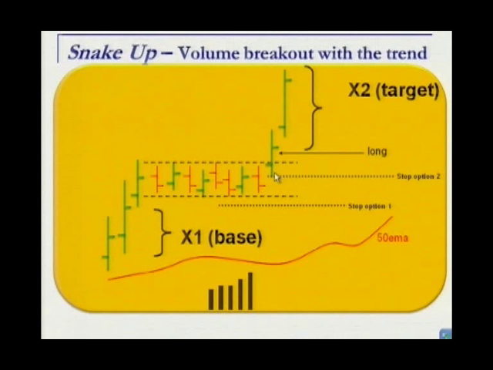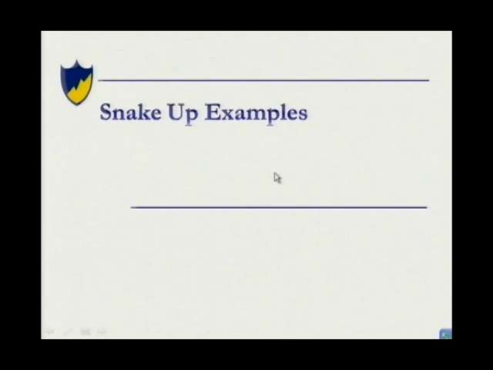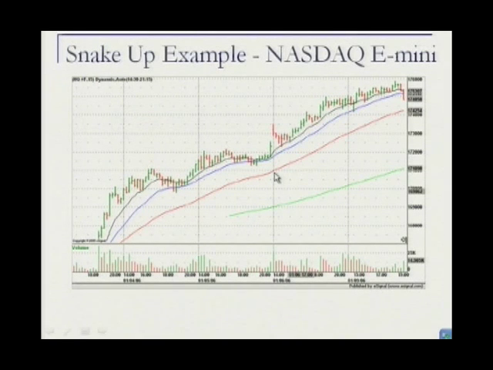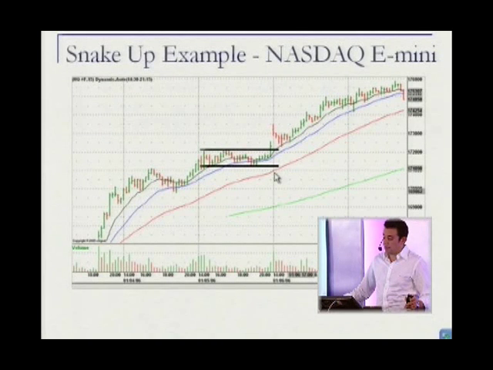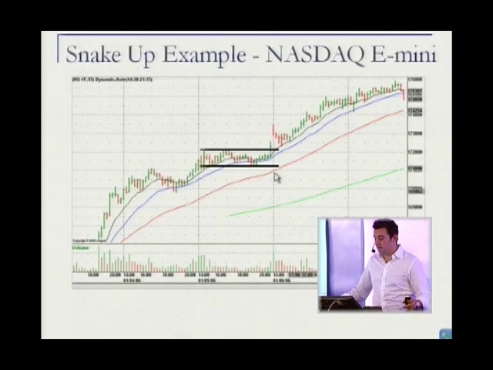Okay, then it breaks up, and we're looking to take a target run of at least twice the original move towards the consolidation, which you're calling here the base. Some examples of that. Let's have a look. We've got the Nasdaq E-mini here, which is the Nasdaq E-mini contract. Simple little snake up there. You can see it consolidating along again, pivoting off the 20. This is a 15-minute chart, and you can see immediately it takes a nice decent run as it starts to break through.